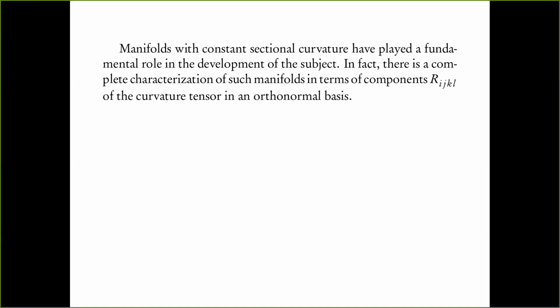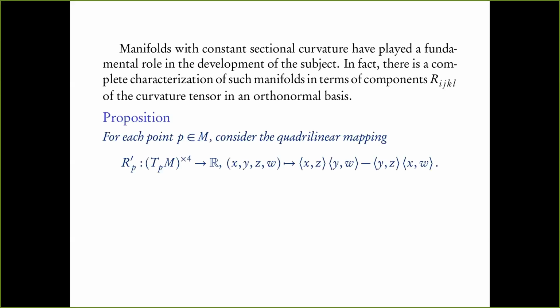If you want to read more about how it has helped the development, you can probably read some of the introductory passages in do Carmo and also Berger. So I'll get straight into the topic. Here's the proposition. You start with a point P and you consider the quadrilinear mapping. Quadrilinear simply means it's linear in each of the 4 inputs. I'm calling it R prime P, and this notation means that it's TPM cross TPM cross TPM cross TPM. I simply didn't have the space to write it because it was going outside the slide. Okay, so that's what it means. And quadrilinear, again, let me remind you, means that it's linear in each of the inputs.